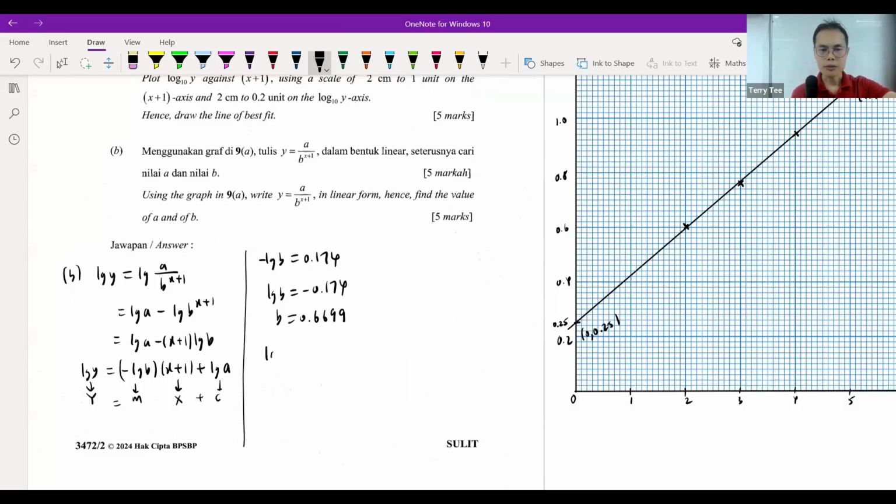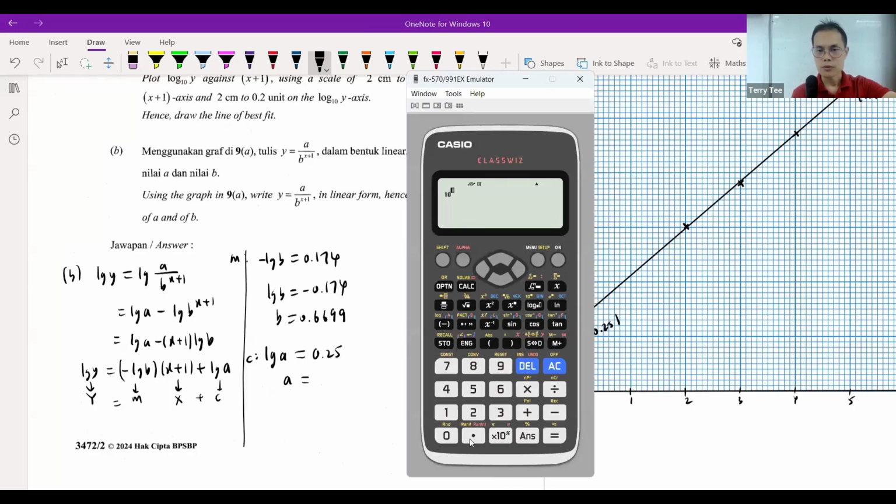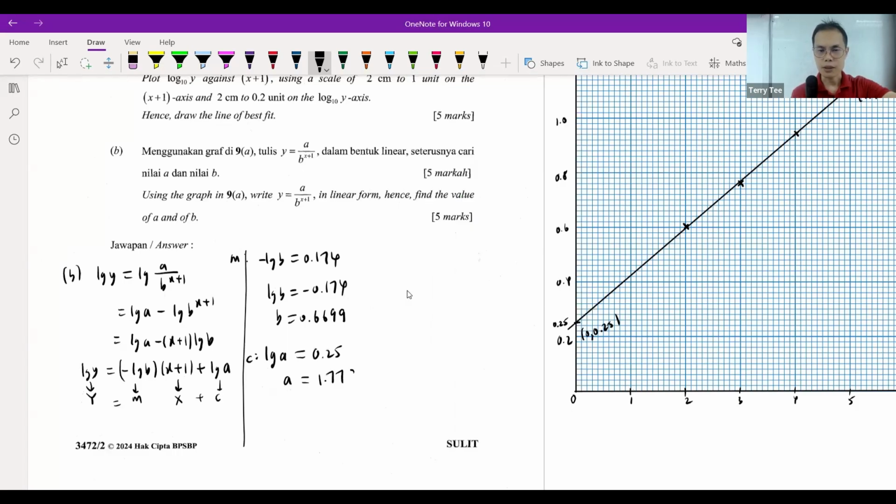We compare the y-intercept from the graph, LGA. This is your gradient. This is your y-intercept. From the graph, y-intercept is 0.25. So A will be shift log 0.25. You should get 1.778. Yeah, A is 1.778. There you go. That's the value of A and B.